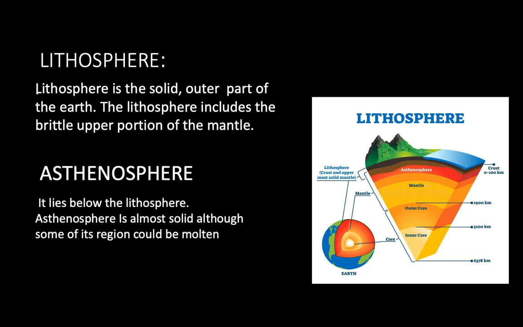Asthenosphere. It lies below the lithosphere. Asthenosphere is almost solid, although some of its region could be molten. Red color shows the asthenosphere.